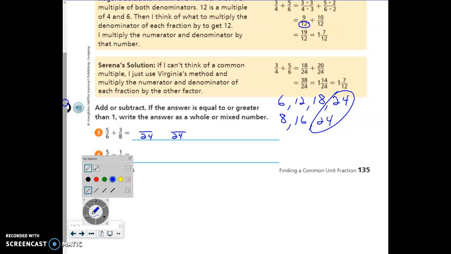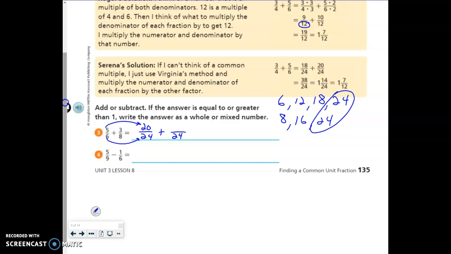Now, how did I make my new numerators? Because I can't just change the denominator and think that I'm done. So in the 5/6 problem, how did I get from 6 to 24? I multiplied by 4. That means I need to do the same thing on the top of this fraction. So 5 times 4 is 20. All right, how did I get from 8 to 24? In that case, I multiplied by 3. So I have to do the same thing to the top. 3 times 3 is 9.